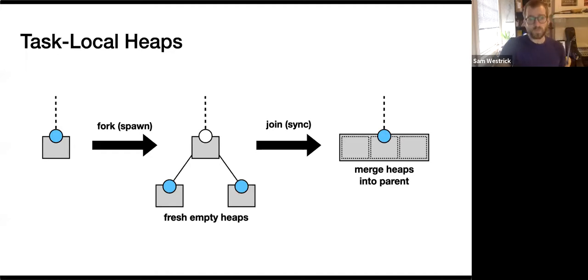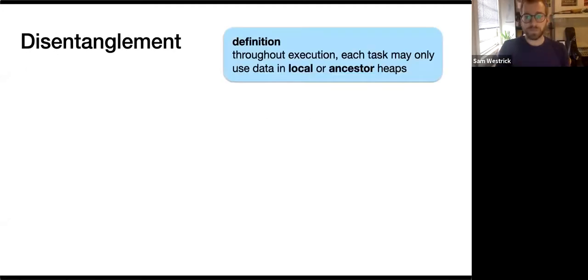Okay, good. So let me define now this disentanglement property. This is the study of this work, and this is something that we've observed organically in these nested fork-join parallel codes. And we'll get into later why we're seeing it. But let me just define it first.